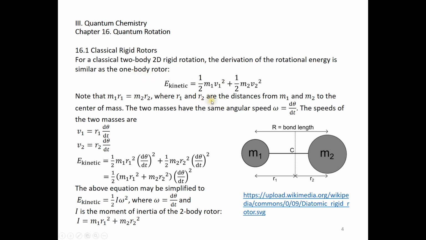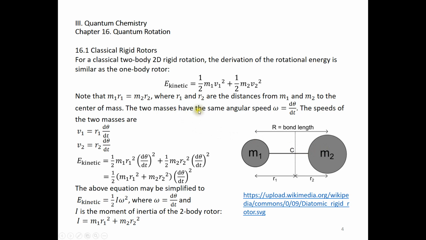R1 and R2 are the distances from M1 and M2 to the center of the mass. Over here this is R1, over here this is R2. The C denotes the center of the mass of the entire system. If M2 is heavier than M1, C should be closer to M2.